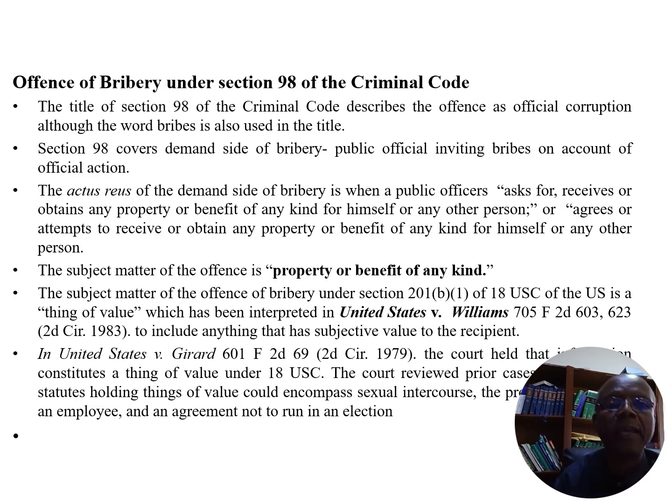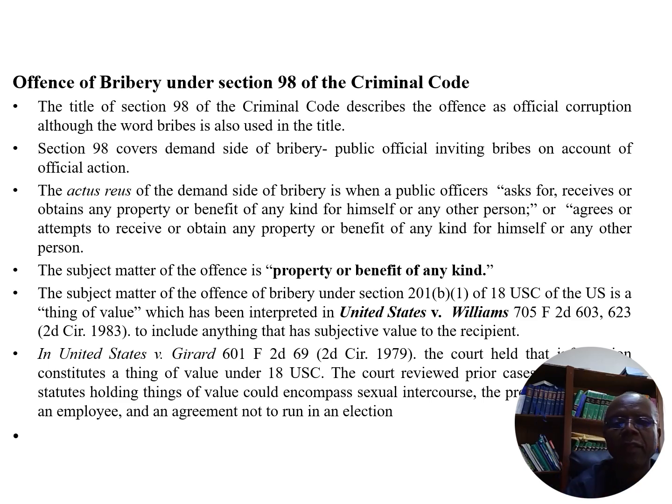Now we want to move on to the offense of bribery under Section 98 of the Criminal Code. The title of Section 98 describes the offense as official corruption, although the word bribes is also used in the title. Section 98 covers the demand side of bribery, where a public official invites a bribe on account of official function. The actus reus of the demand side of bribery is when a public officer asks for, receives, or obtains any property or benefit of any kind for himself or any other person, or agrees or attempts to receive or obtain any property or benefit of any kind for himself or any other person.